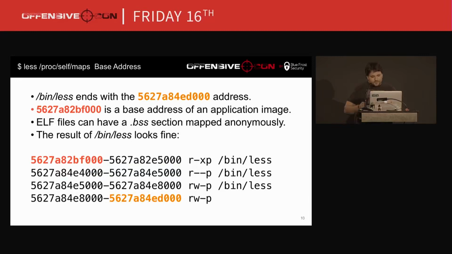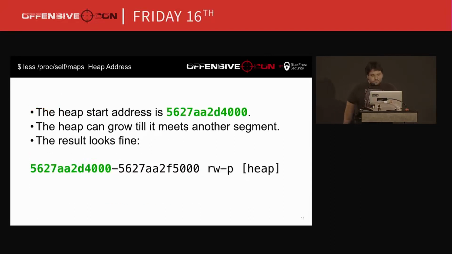What I want to point out here is the BSS section of static, global arrays, which is not mapped by the binary itself, but is mapped by the kernel. So I think it's important to know that this thing exists. Next one is the heap. The heap is just near the binary, and later we will see why. And right now, yeah, it also looks fine.